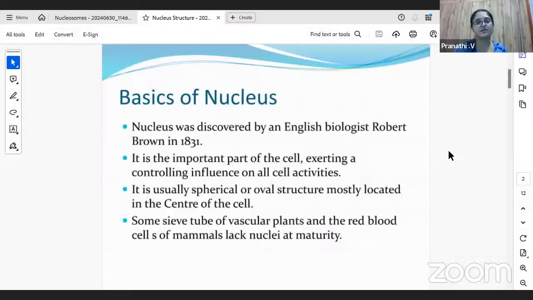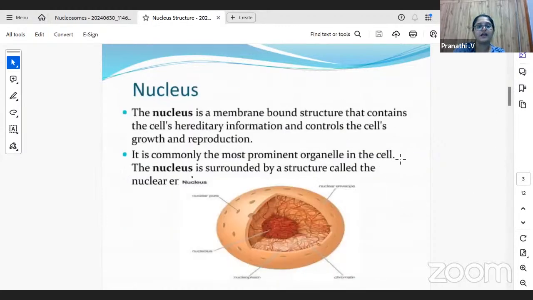So when it comes to the basics of the nucleus, it was discovered by Robert Brown in 1831, and of course the life of the cell depends upon the nucleus. You can say it is the brain of the cell. It influences and controls almost every cellular activity that is taking place. So how is it shaped? Spherical or oval. The vascular plants' RBCs do not have nuclei upon maturity. That is an important point. And it is a membrane-bound cell organelle, and it controls the cell's growth and reproduction, almost all the cellular activities.